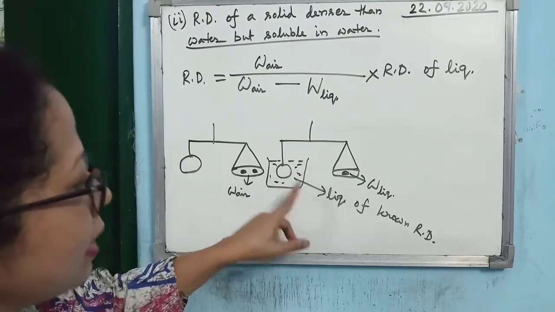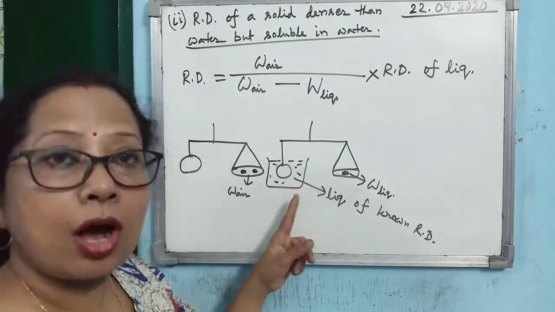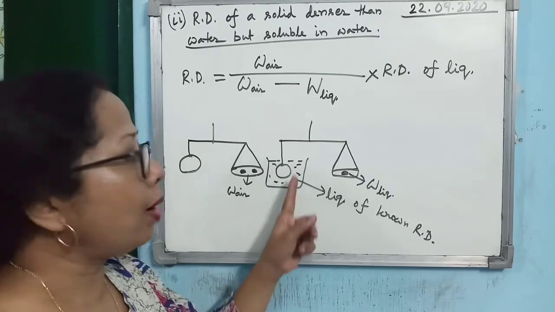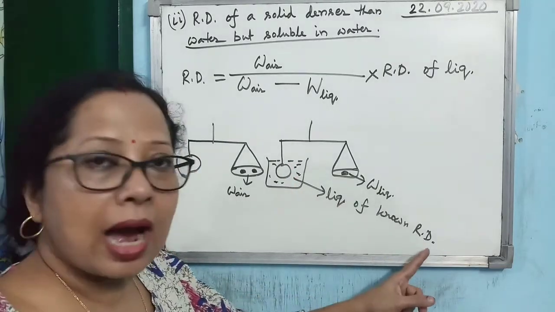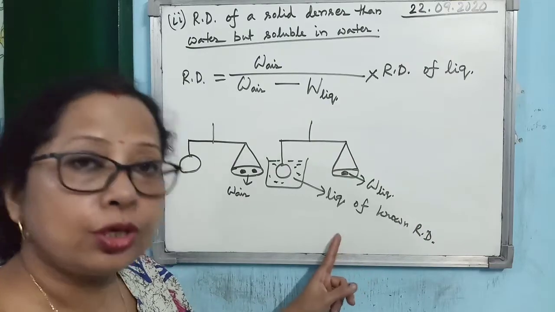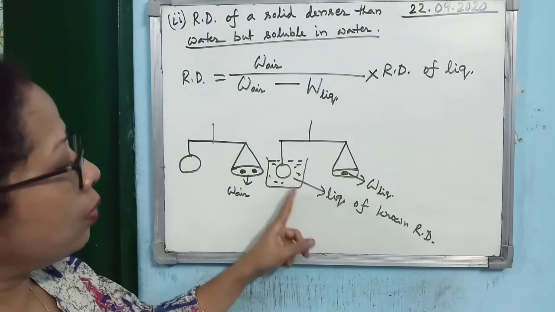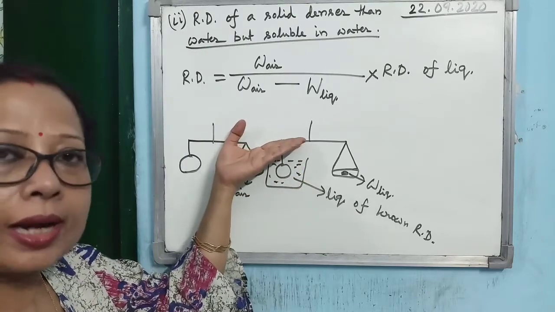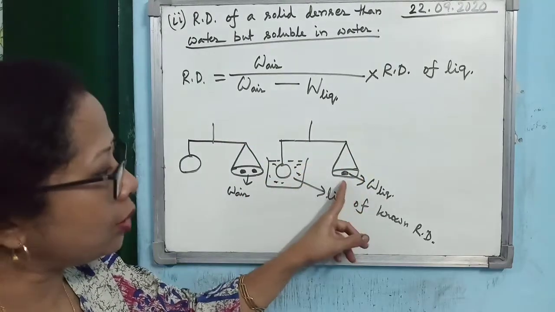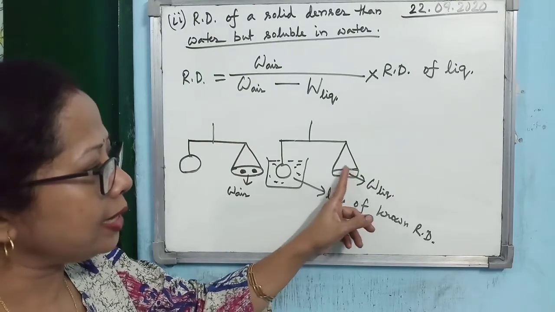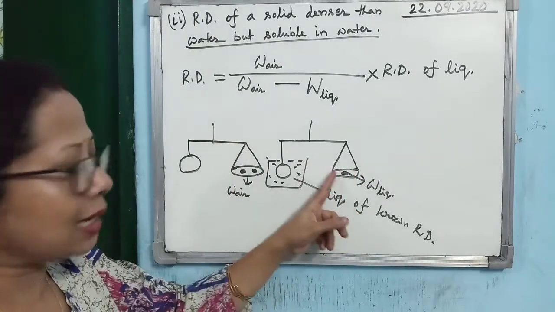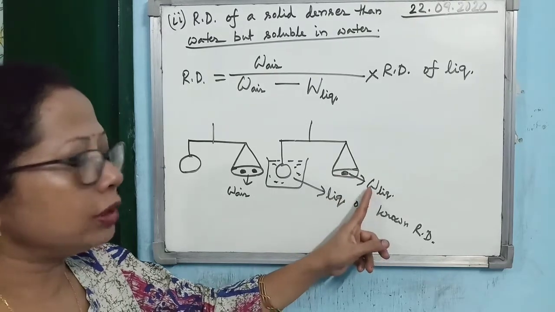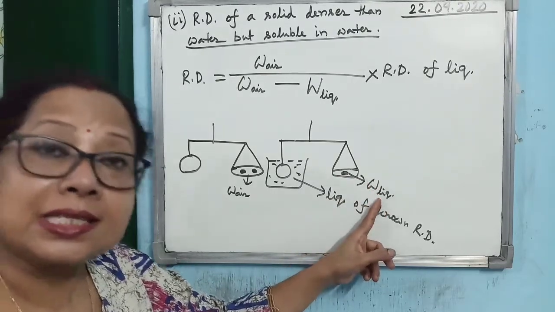Now, in the last experiment I drew water. Here you have not taken water inside the beaker. You have taken the liquid whose RD, relative density, is known to you, and here also the liquid will exert the upthrust. So the weight will decrease. You have to decrease the weight kept on the right scale pan and then find the balancing weight, which will give you the weight of the body inside the liquid.